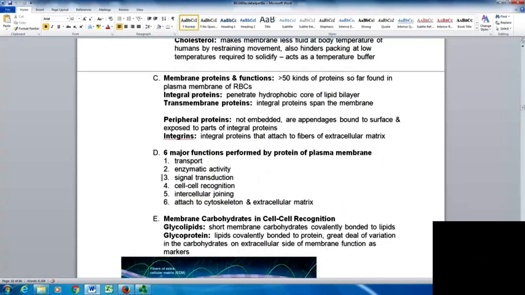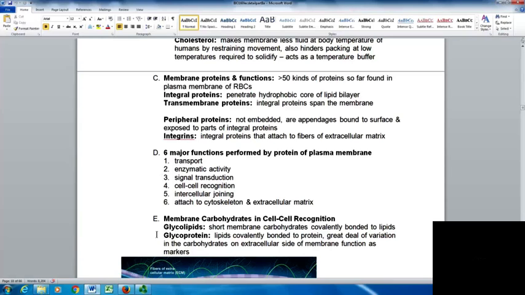There are 6 major functions performed by proteins of the plasma membrane. They transport things. They can be used in enzymatic activity, provide a way for signal transduction, cell-to-cell recognition, joining cells together, and attaching the cytoskeleton and extracellular matrix.